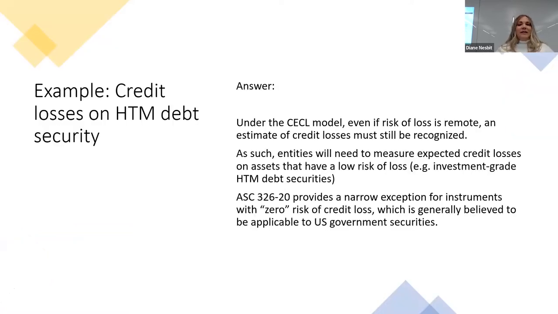Under the CECL model, even if your risk of loss is remote, an estimate of credit losses must still be recognized. So entities will need to measure expected credit losses on assets that have a low risk of loss, which would be essentially investment grade held to maturity debt securities. There is a narrow exception under ASC 326-20 for instruments with a zero risk of credit loss, but that's generally understood to be applicable to US government securities. That's the only thing that we've really seen there; it was meant to be very narrow in scope on that exception.